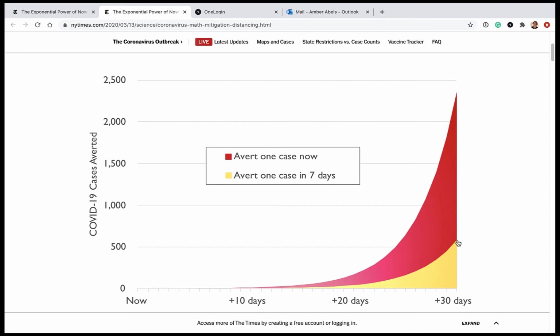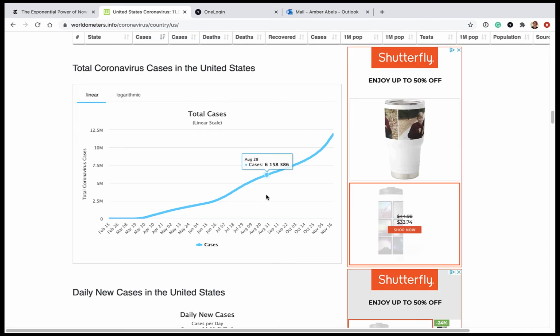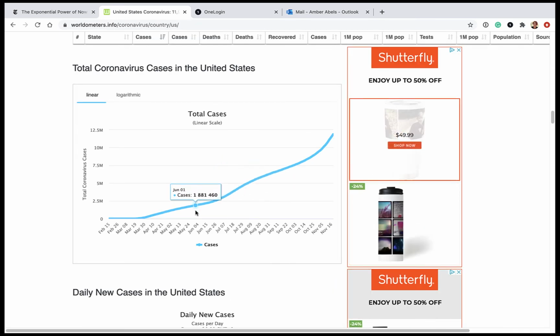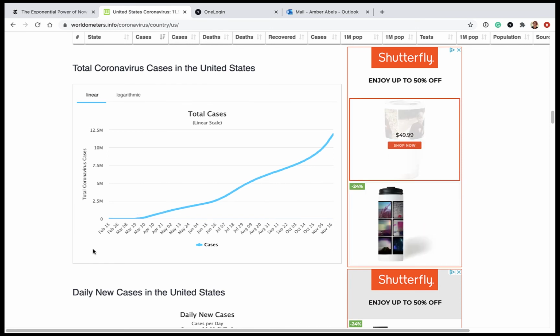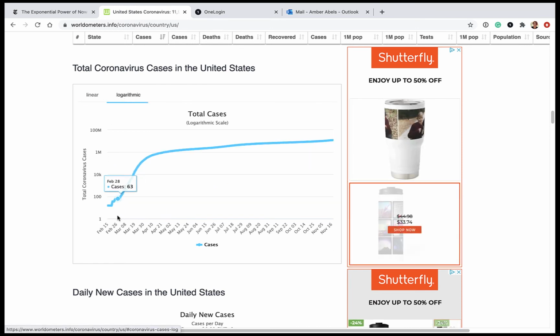So the growth curve doesn't look like this anymore. This is the growth curve as of today, which is November 19th. And you can see that at the very beginning, it actually was exponential, and we're so zoomed out on this graph, you can't see it anymore. You can see it on the logarithmic. This was the exponential growth period.